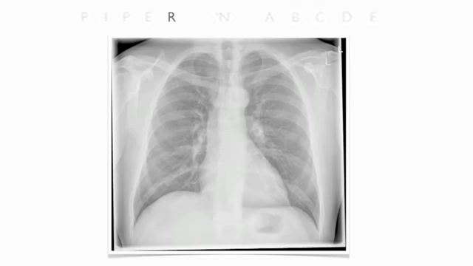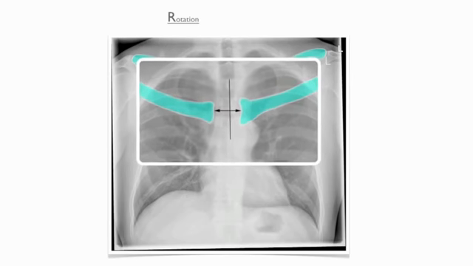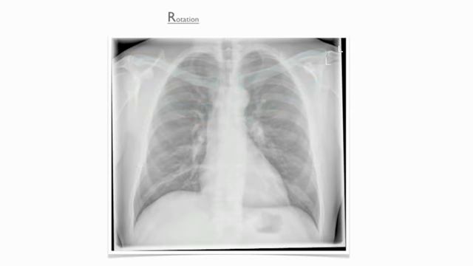The next step is to assess rotation. This can be done by looking at the medial edges of the clavicles and drawing a line through the adjacent spinous processes. The distance between the edge of the clavicles and the line should be equal on each side. If the distances are unequal, this suggests that rotation is present. This completes a review of the technical quality of the radiograph.